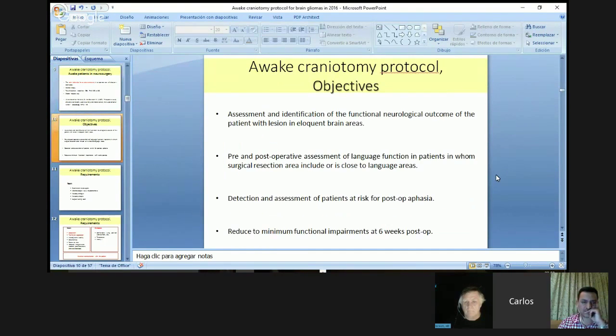The principal objectives are assessment and identification of the functional neurological outcome of patients with lesions in eloquent brain areas, pre- and postoperative assessment of language function in patients in whom surgical resections are in or close to language areas, detection and assessment of patients at risk of postoperative aphasia, and reducing to a minimum the functional impairments at 6 weeks post-op.